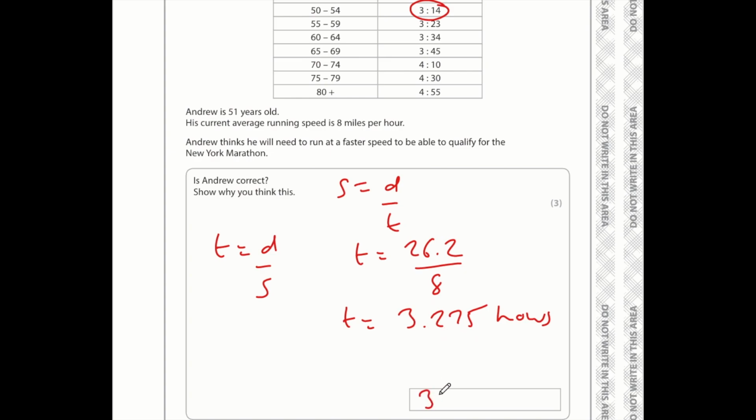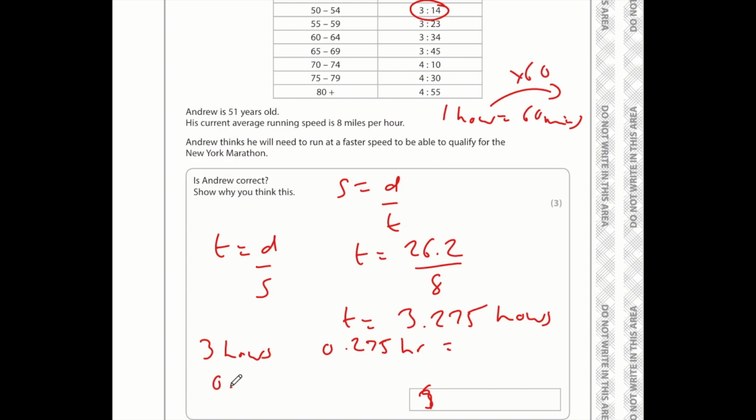So we know that's 3 hours, and then we've got this 0.275 of an hour. So I'm just going to turn this into minutes. Now, to turn an hour into minutes, we know that 1 hour is 60 minutes. So to go from hours to minutes, we just multiply by 60. So 0.275 times 60 is 16.5. So this is getting a bit messy here. So this is 3 hours and, well, just over 3 hours, 16 minutes.